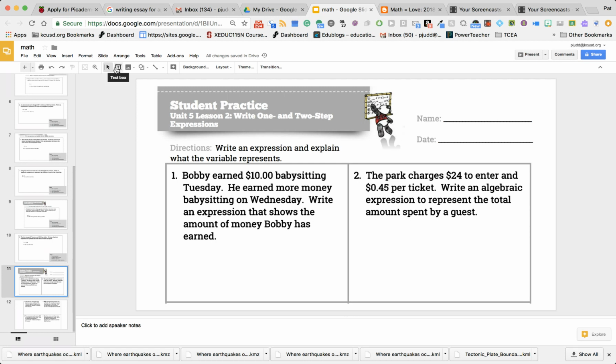And we are back. So let's take a look at this one first. Bobby earned $10 babysitting on Tuesday. He earned more money babysitting on Wednesday. Write an expression that shows the amount of money that Bobby has earned.